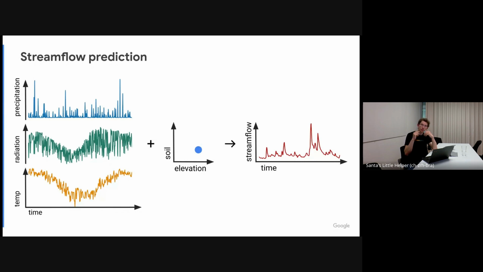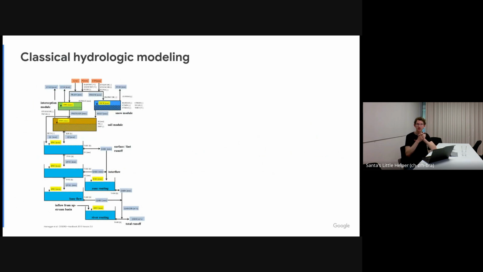Now, this modeling problem is nothing new. Hydrologists have been trying to solve this and have been building models to predict stream flow for many, many decades, if not longer. And traditionally, classically, one of the types of models that people have come up with is something like this, a conceptual hydrologic model. It doesn't matter too much all of the things that are going on here. What you need to understand is that the way that people have tried to model these systems is by very explicitly trying to account for all of the processes that might happen in nature.